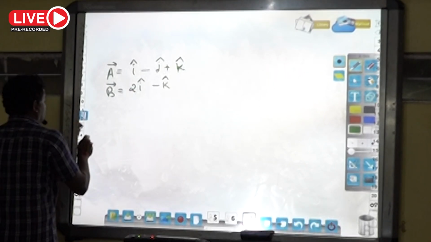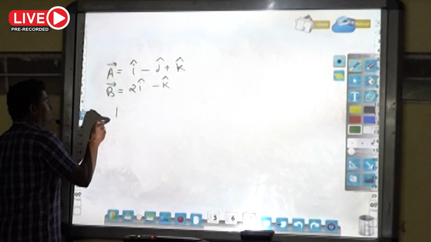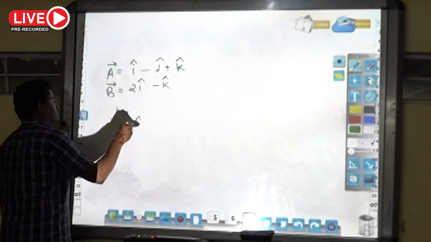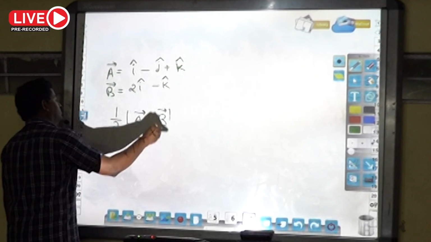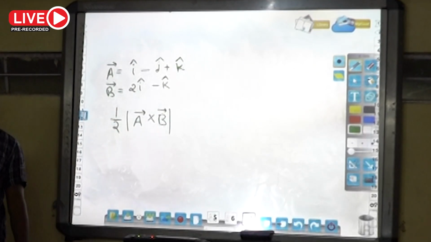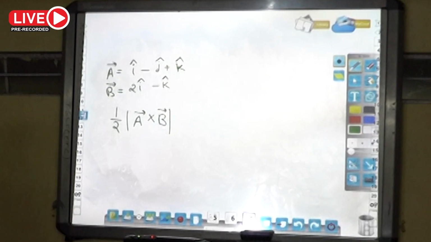You have to calculate this one, that is half mod A cross B, that is the area of the triangle formed by these two vectors. If it is the parallelogram, then it will be simply mod A cross B. For the triangle, it will be half of mod A cross B.